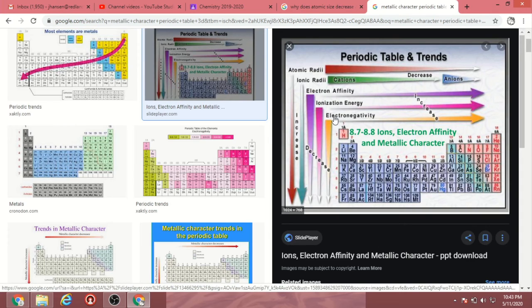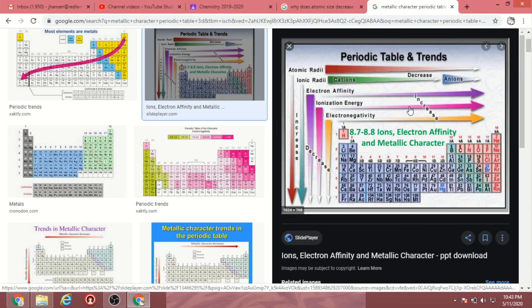Electronegativity: the higher the number, the more hungry something is for an electron. So that's how much something wants to gain an electron. Fluorine is the most electronegative element. It's the element that's most hungry for an electron. I don't even know why the book didn't talk about that.